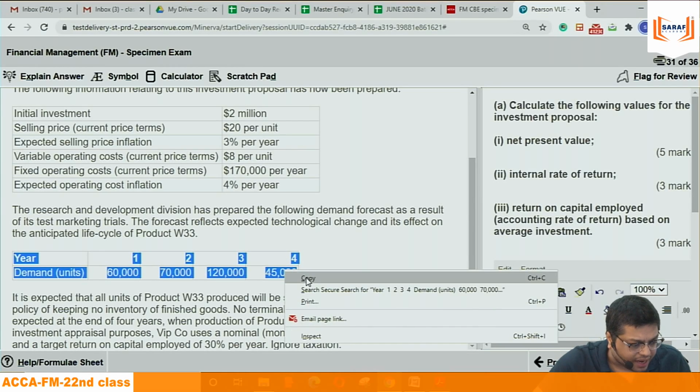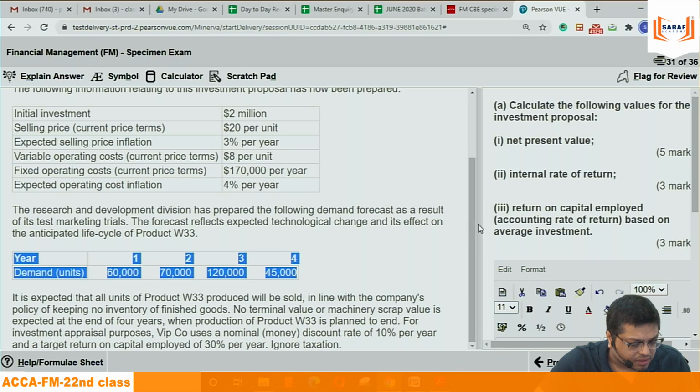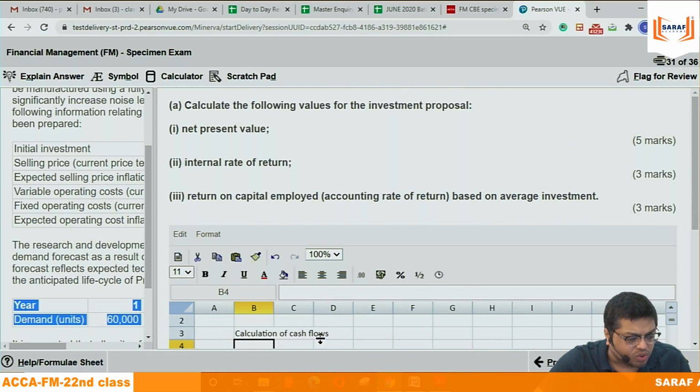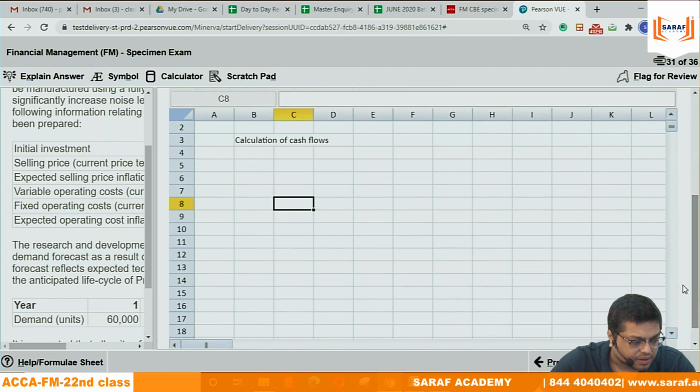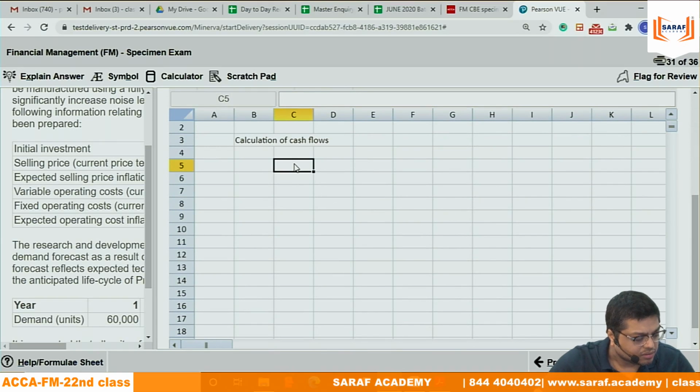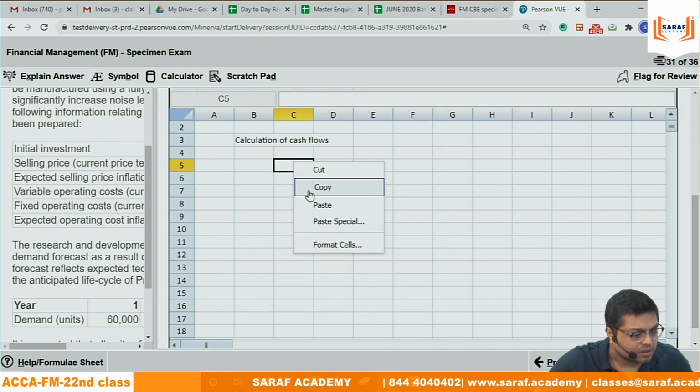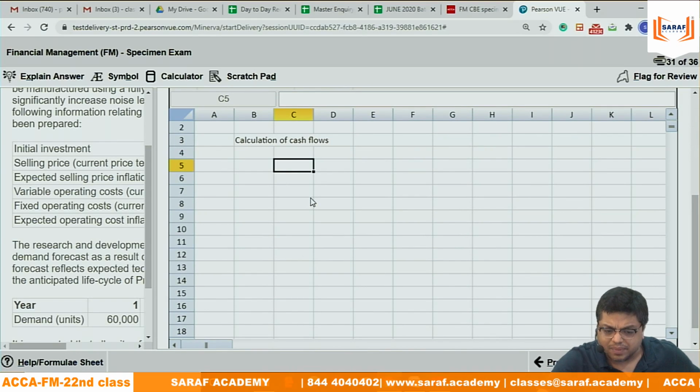Because it is written in the guidelines. Copy. Why do I want to do copy paste? To save my time, nothing else. It should be happening, believe me.